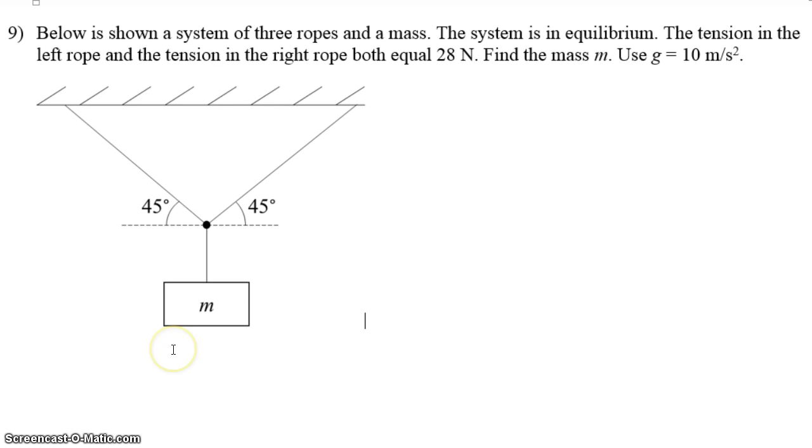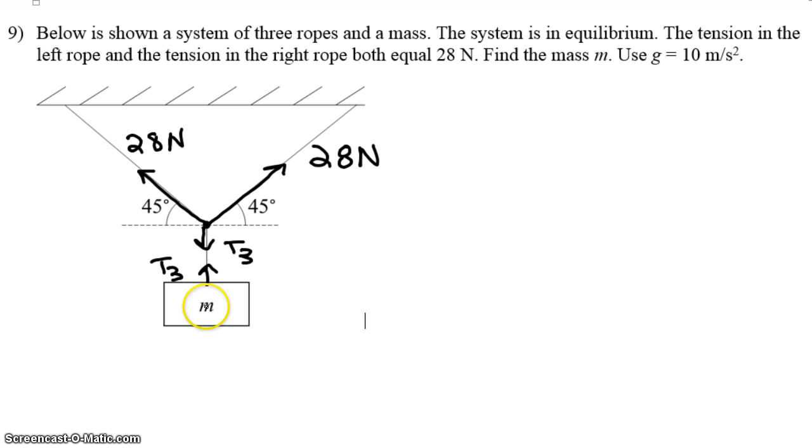Last one, let's see how fast I can go. Oh, this is a good one. The tension in the left rope and the right rope is 28 newtons. The tension in the third rope is pulling back toward the center from the edge. So here as well, pulling back from the center. And gravity is pulling the block down in an amount equal to mg.